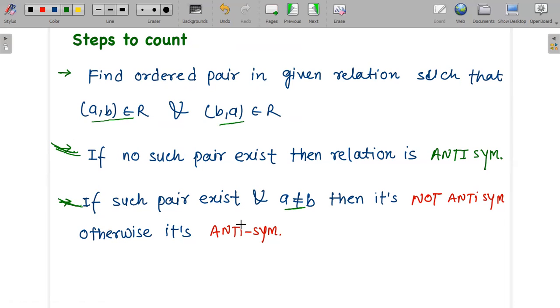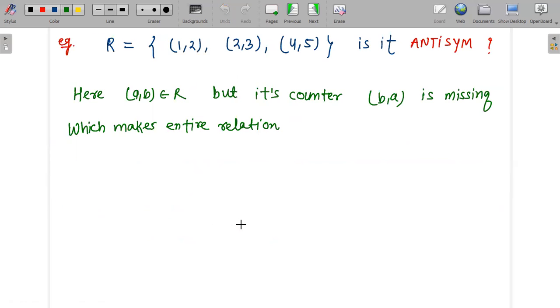Say it's just like (1, 1), (1, 2) and (2, 1) are there, then you know 1 is not equal to 2. If it is not equal, then obviously it is not anti-symmetric. But if both the elements of the ordered pair are equal, then it will be anti-symmetric. So you come to know what steps are there. All right, so we'll be applying these steps in a bunch of examples.